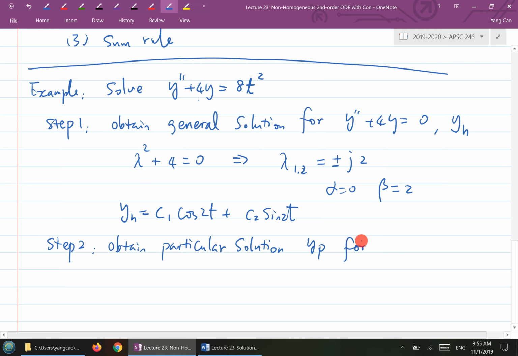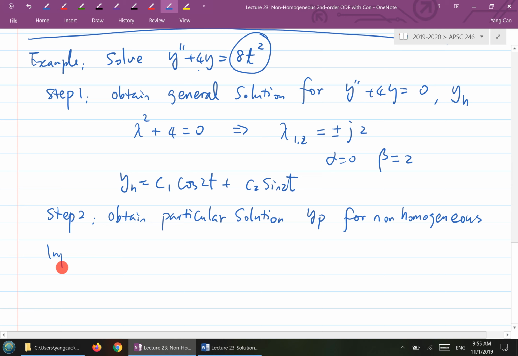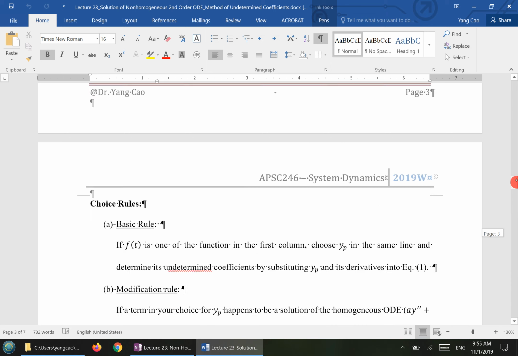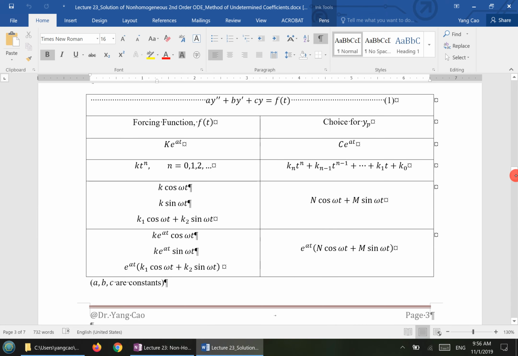Okay, basically whatever we're looking at, this is the moment that you will actually look at the handout that you have. So you look at this is your f of t here, right? So the input is f of t equal to 8t squared. Okay, I'm going to go to my table over here. Where's 8t squared? It's this general format, n here equal to 2, and small k is 8.